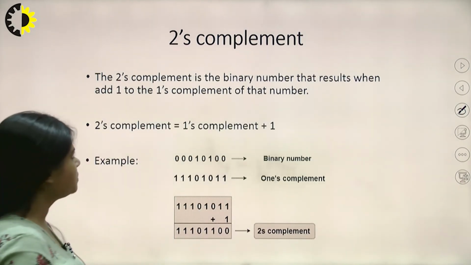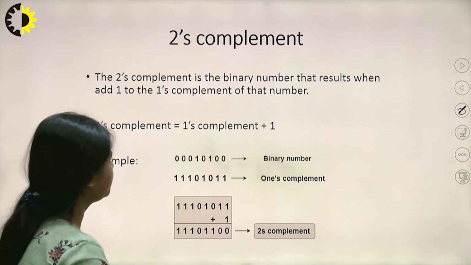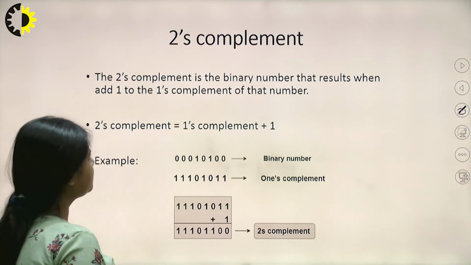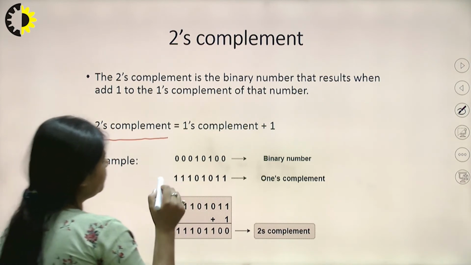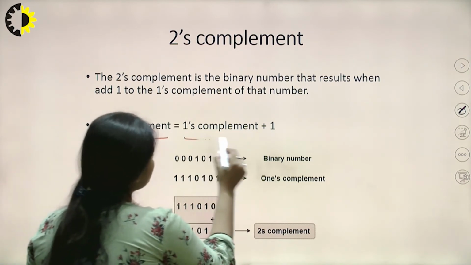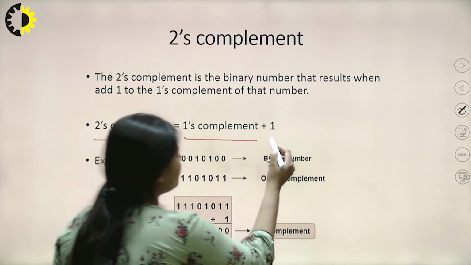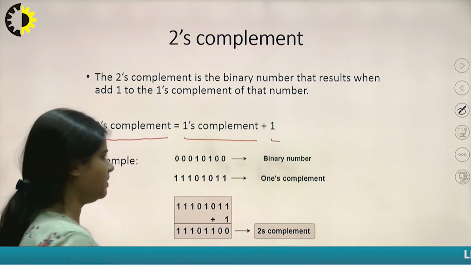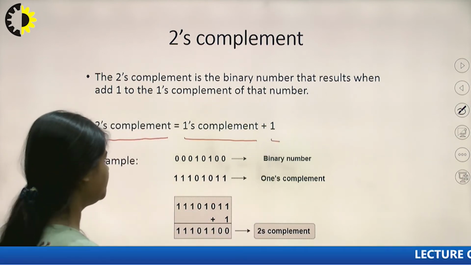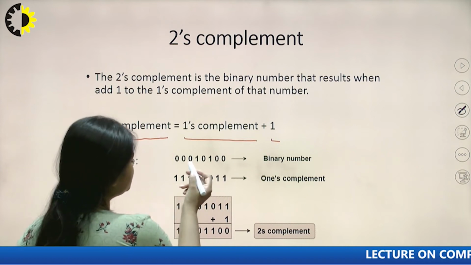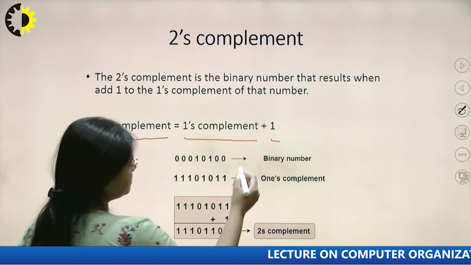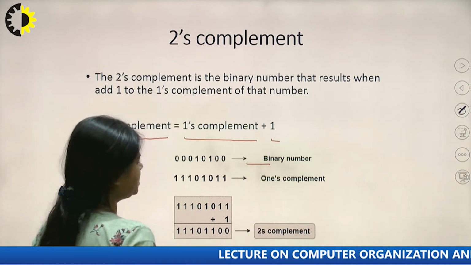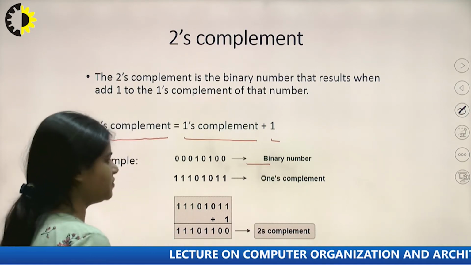Next, we are going to see what is 2's complement. 2's complement is very simple: for any number, we only need to find the 1's complement and add 1 to this 1's complement. Let's do it with this example. We have 0 0 0 1 0 1 0 0. This is the representation as a binary number, because we only have a combination of 0 and 1.